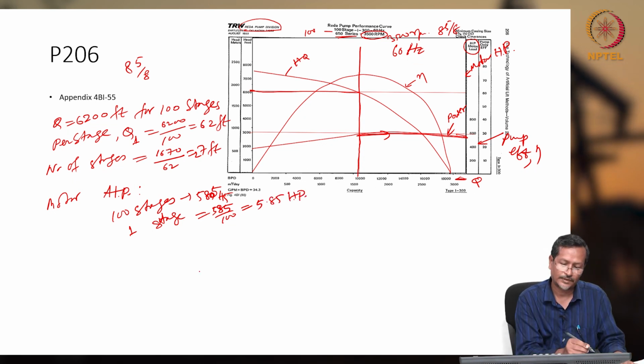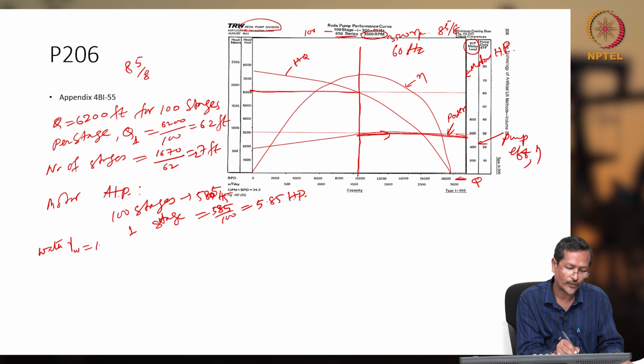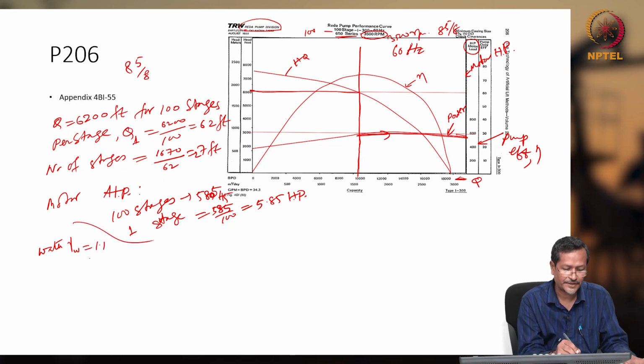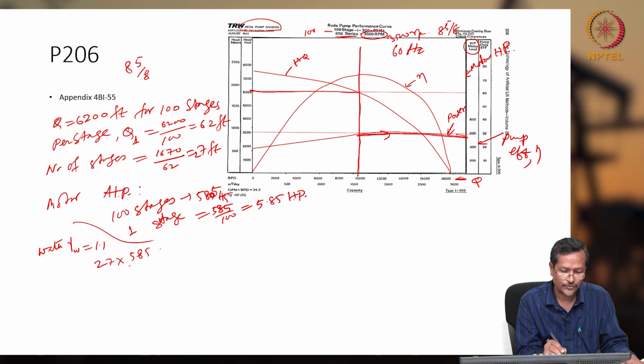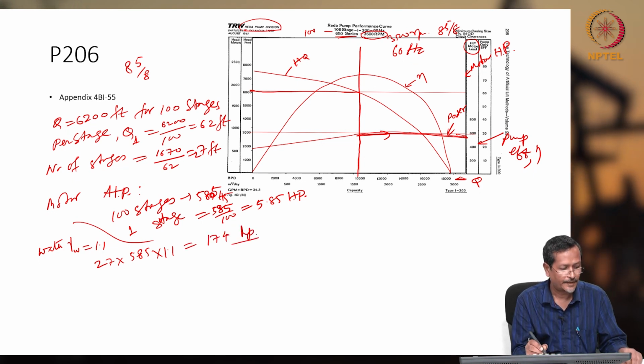But in our case, the water specific gravity is 1.1, given in the problem. So actually the HP requirement will be 27 stages times 5.85 per stage times 1.1. So it will be 174 HP.